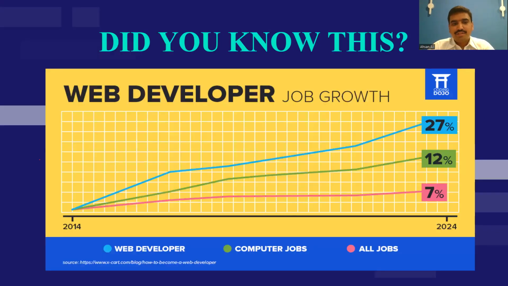There is another figure. There you can see these are all the jobs in the market, shown in red, from 2014 onward. These are all the jobs except for web development. They have grown about 7%. Computer jobs, the people who are directly or indirectly linked with the computer industry, have grown by 12%. And web development has increased by 27%. So that's a huge boost which you are just seeing.